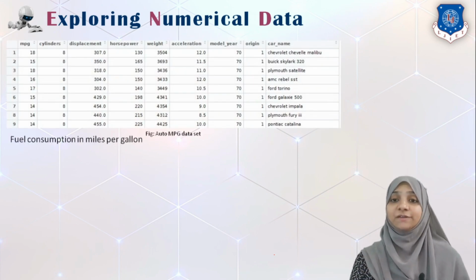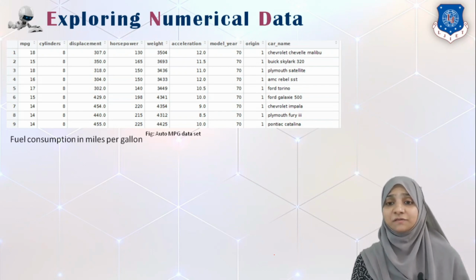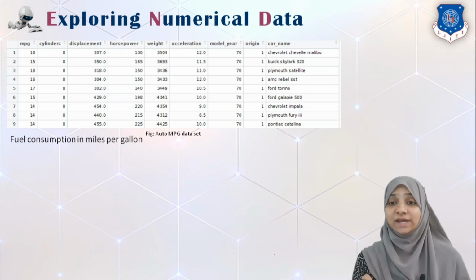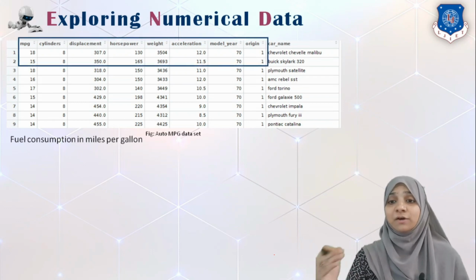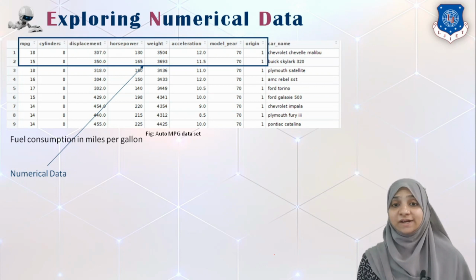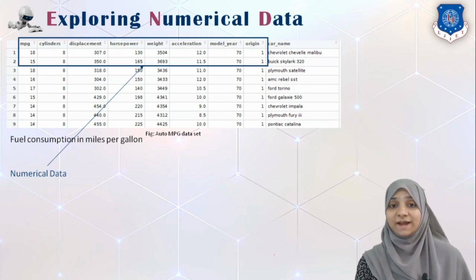This dataset is an example from the University of California Auto MPG dataset. This is just a simple snapshot. The original dataset actually contains 394, that means around 400 data records. Now within this particular dataset, as you can see, there are some attributes.